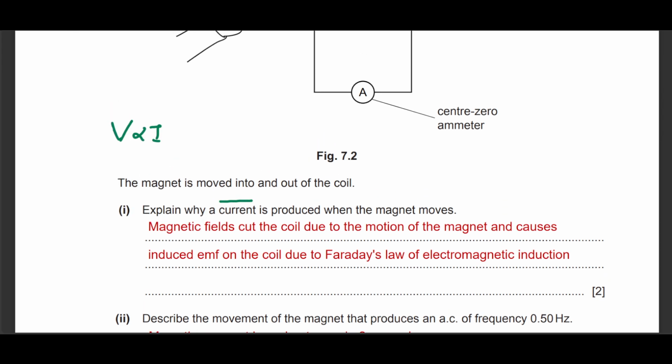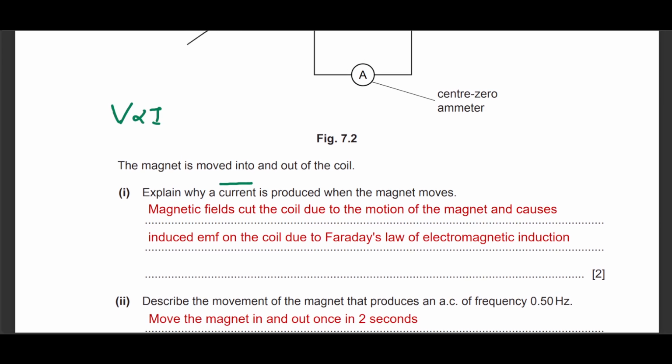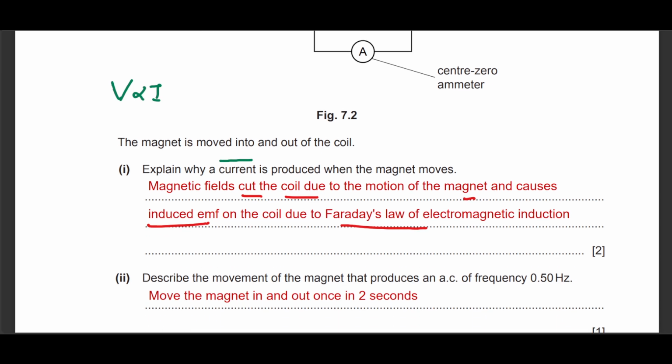Now let's see what's going to happen. So when you move the magnet, it cuts the magnetic field, or the magnetic field cuts the coil itself. And when a magnetic field cuts a conductor, it produces an induced EMF, which was found by Faraday, and then it eventually came to be known as Faraday's law of electromagnetic induction.